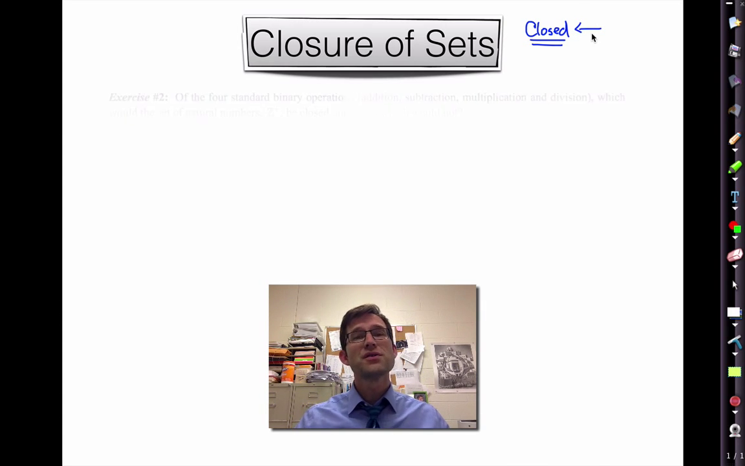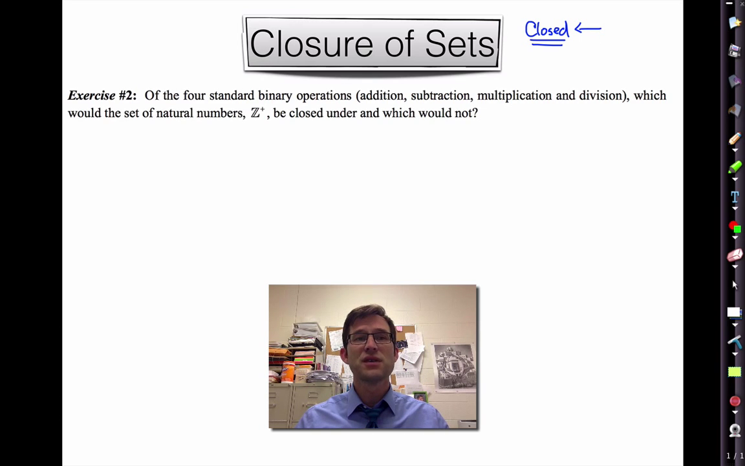Take a look at the first problem on this. Exercise 2 says, of the four standard binary operations, binary meaning two numbers, addition, subtraction, multiplication, and division, which would the set of natural numbers be closed under, and which would not? Pause the video right now, take up to 5 minutes to think about this. If you need to, rewind the video to listen to me talk about closure again. But pause the video now to think about this.